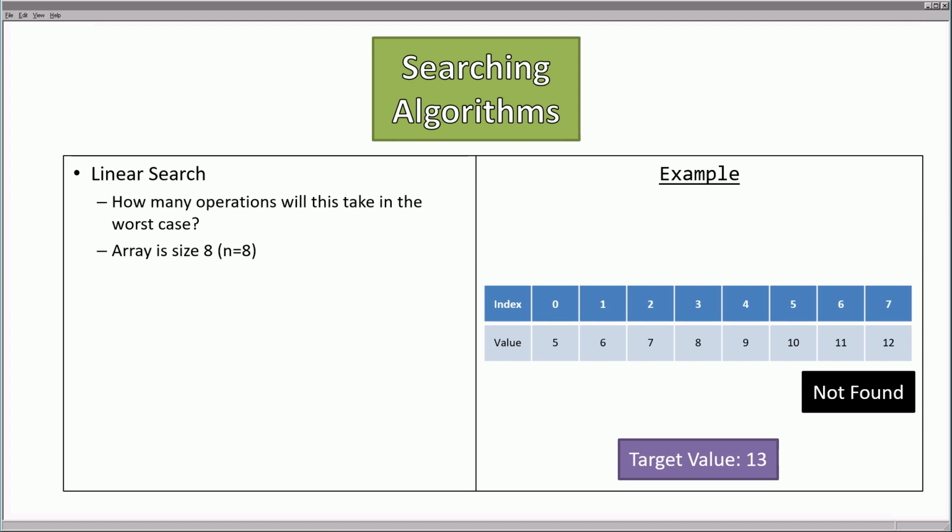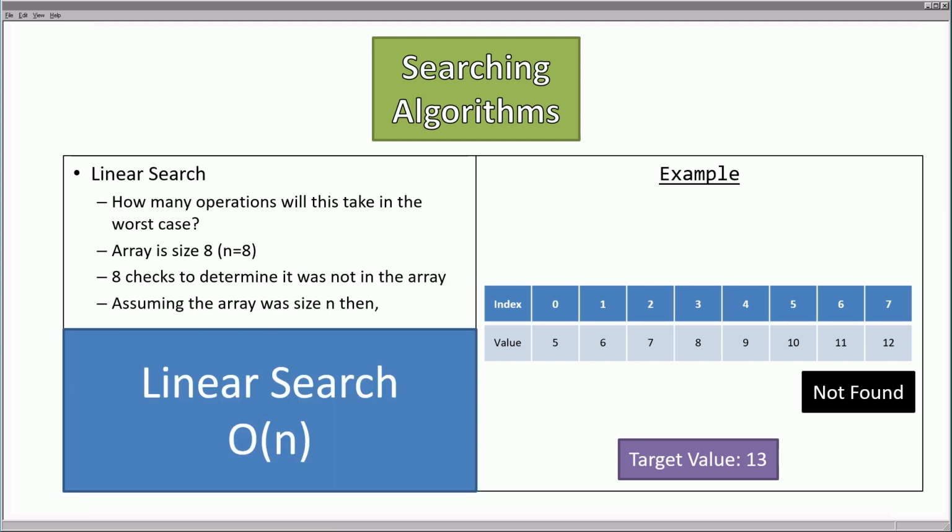So if we assume in this example the array size is 8, that means our input is 8. It took 8 checks in order to discover that this value wasn't there. We can describe linear search as being big O of n. So once again, if we had an array that was size 1000 and we're trying to look for a value that's not in that array, it's going to take 1,000 operations to confirm that.